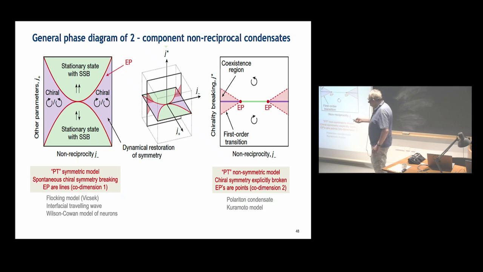Now, here, by the way, I'll say that I've divided things up into 2 classes of models. Models which are intrinsically PT symmetric, namely that the chiral phase is a spontaneously broken symmetry.